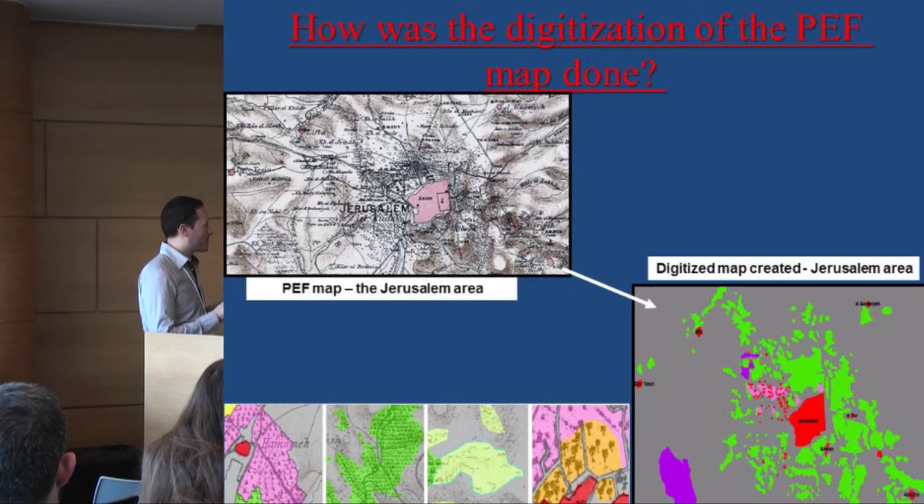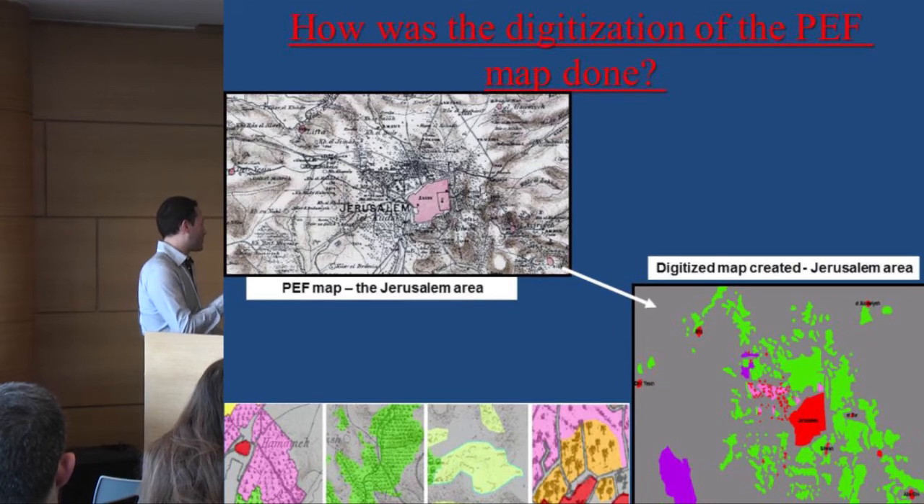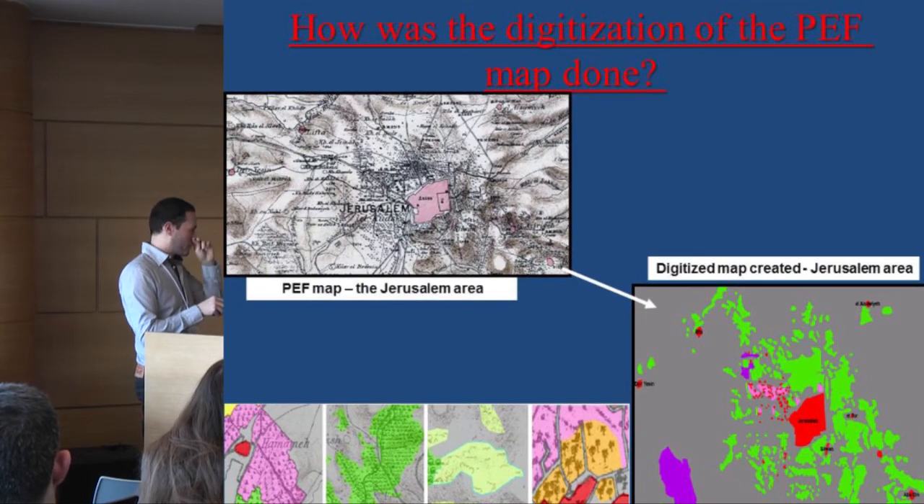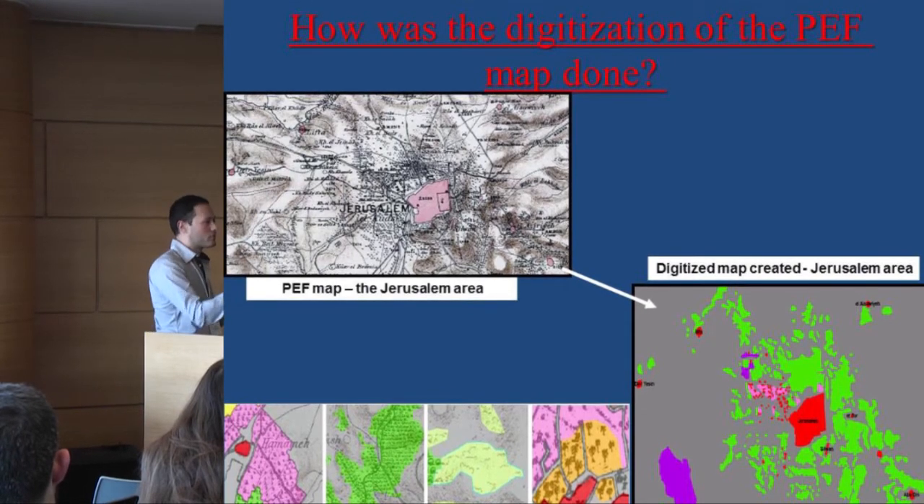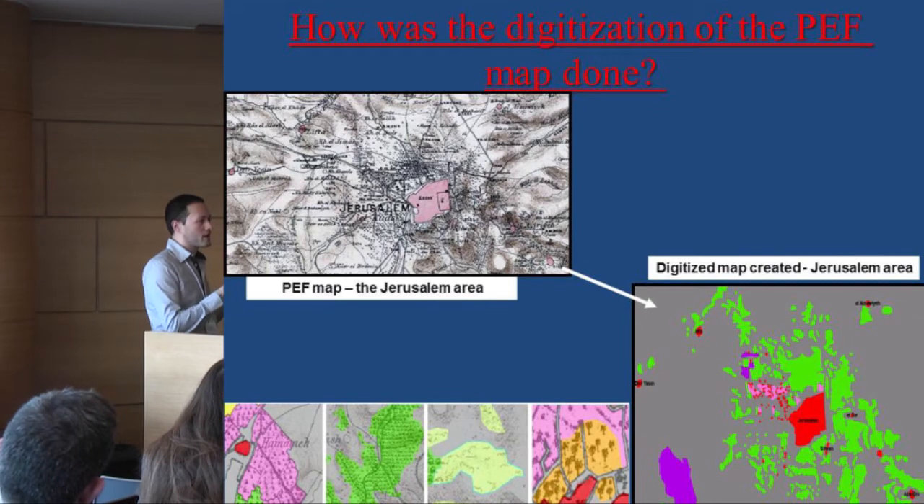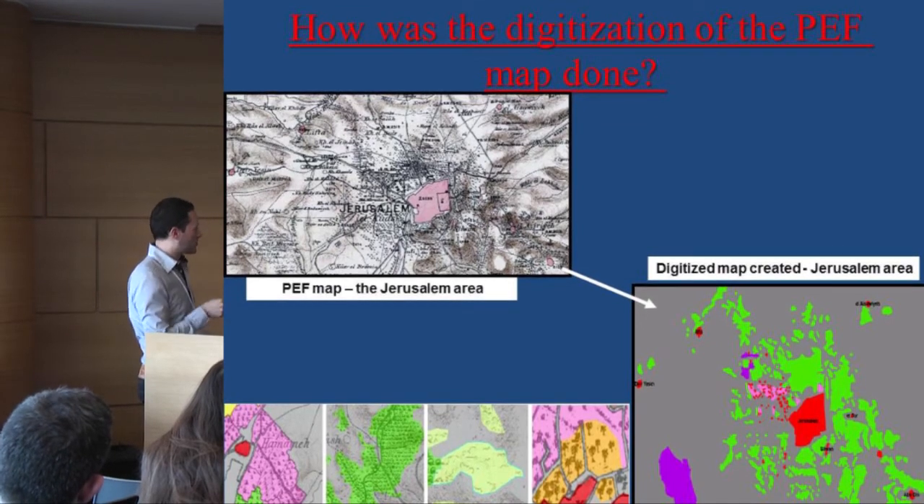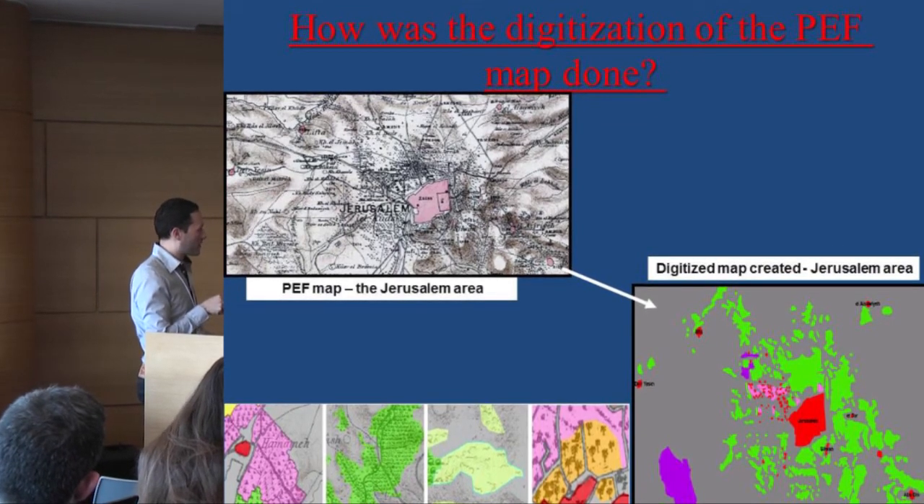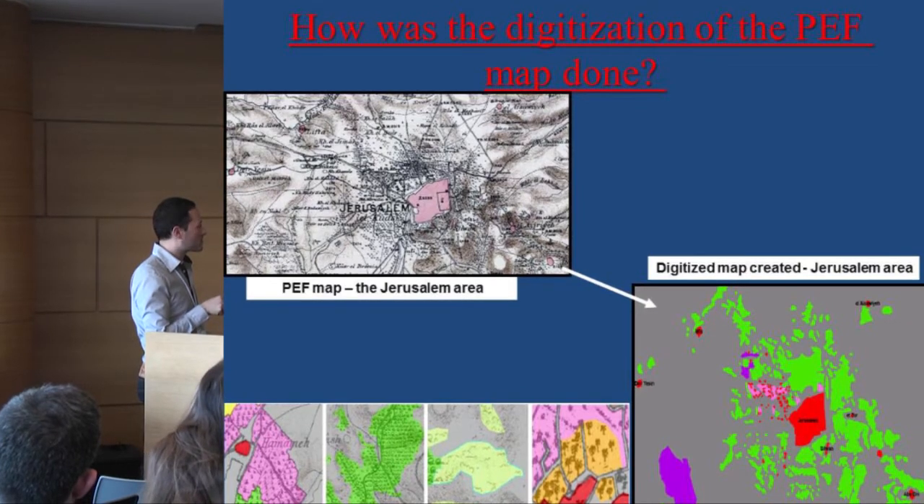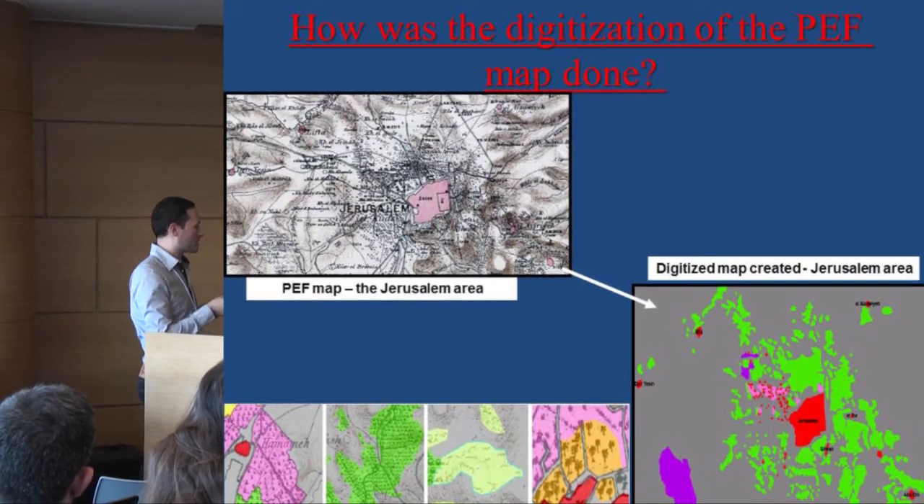So how was the digitization done? For people who don't know how it is done, here we have the PF map, the Jerusalem area. What we actually did, we drew the features. We created polygons. Each polygon also got a category. To make it easier for us and for you to see the differences, we gave each a color. All the built areas are in red. All the greens are orchards. All the purple are vineyards, and so on.